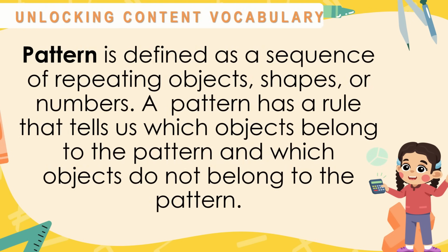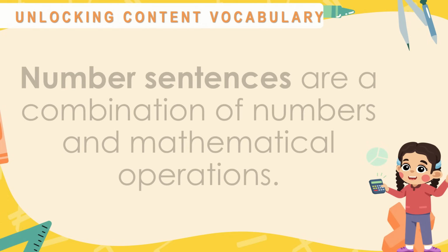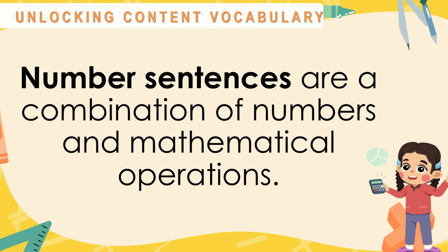For the unlocking content vocabulary, let's define some terms. First is pattern. It is defined as a sequence of repeating objects, shapes, or numbers. A pattern has a rule that tells us which objects belong to the pattern and which objects do not belong to the pattern. Next, number sentences are a combination of numbers and mathematical operations.